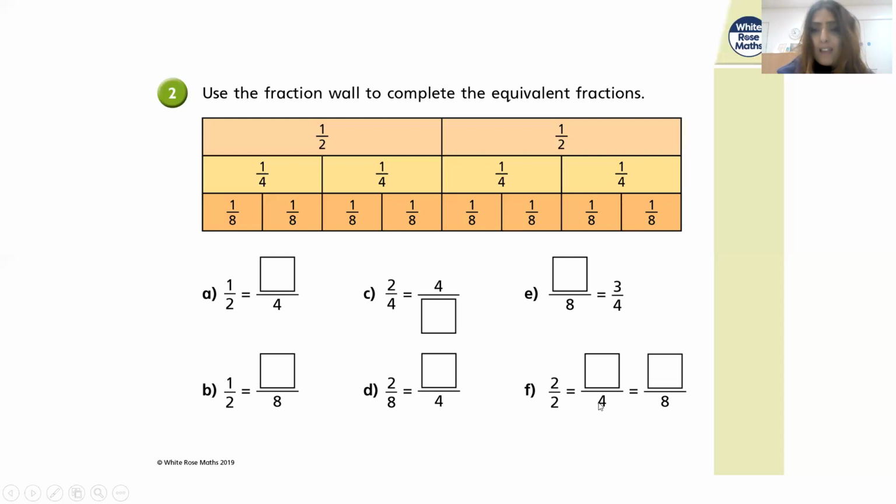Well done. And then it goes again in 2s. So 4 times 2 is 8. 8/8 equals 1 whole. So remember, if the numerator and the denominator are the same, it means it is a whole.